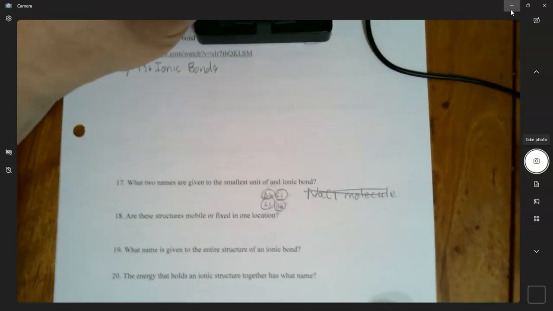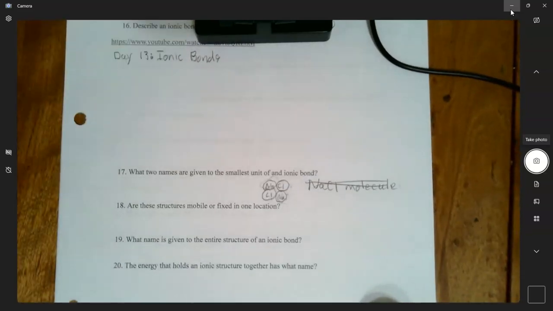What name is given to the entire structure of an ionic bond? And that is called a crystal, C-R-Y-S-T-A-L, crystal lattice, L-A-T-T-I-C-E, structure, a crystal lattice structure. So that's the whole apartment building. The formula units are the individual apartments, and the crystal lattice structure is the entire apartment building.